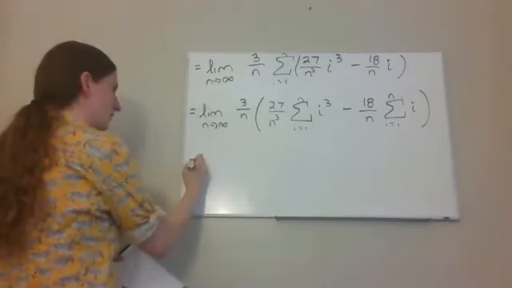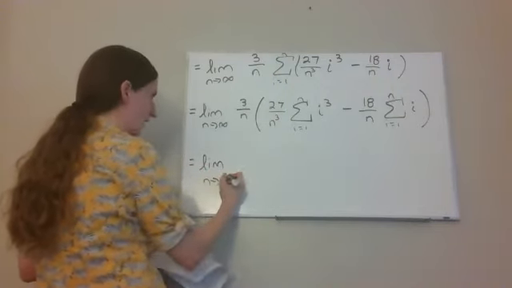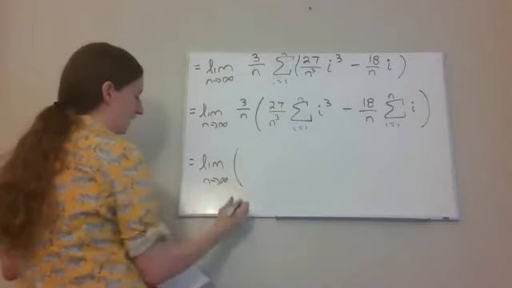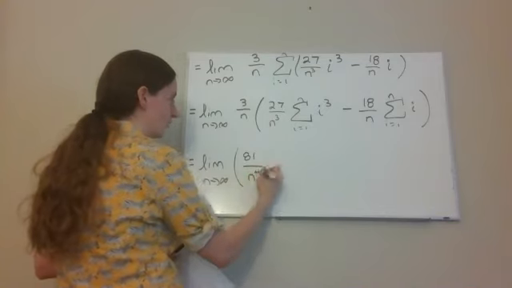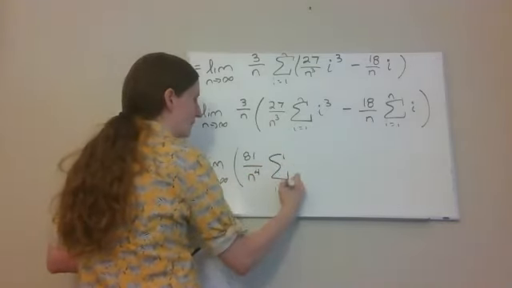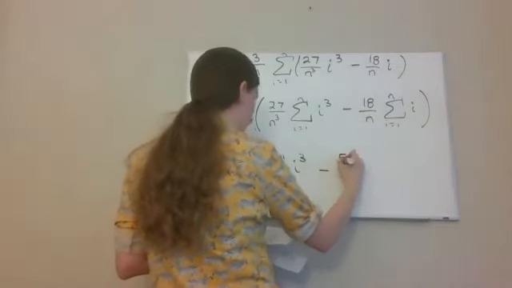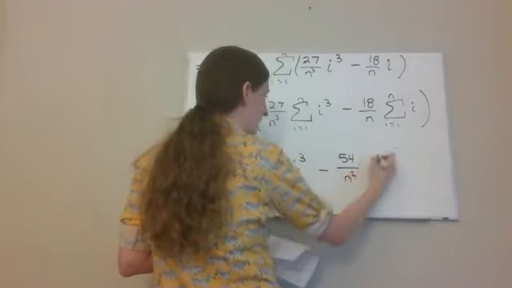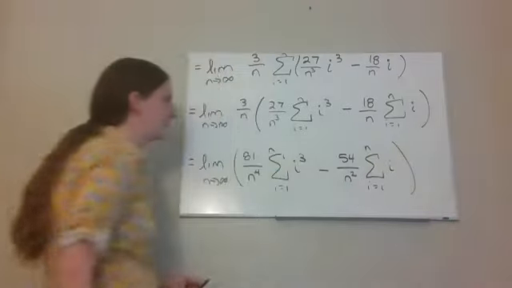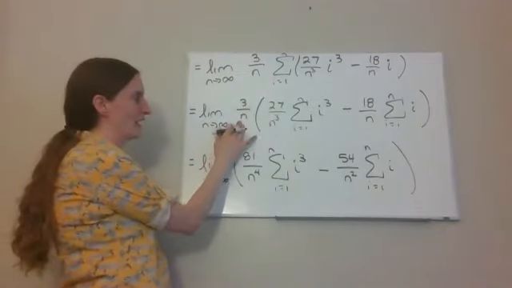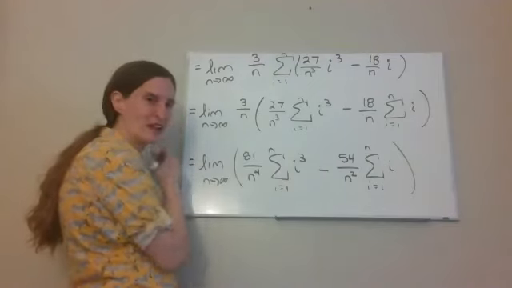And now, I'm going to rewrite this a little bit more, combine some constants together. I have a limit as n goes to infinity of 81 over n to the fourth, the sum of i cubed, minus 54 over n squared, the sum of i. So what I did there is I just took my constant 3 over n and multiplied it onto both of those constants, just to write it a little more concisely.